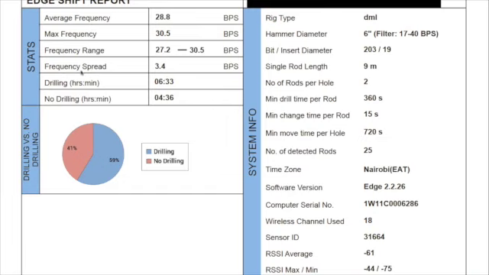Up on the left-hand side, we have some statistics on how the hammer has been working. First, we see the average frequency of the hammer. So through this shift, the hammer has been operating just below 29 beats per second. The maximum frequency achieved was about 30.5, and the range of the frequency between 27 and 30.5 roughly. That means that the spread of the frequency has been about 3 beats per second.